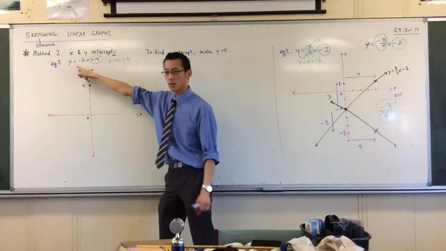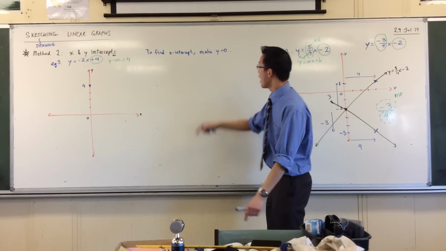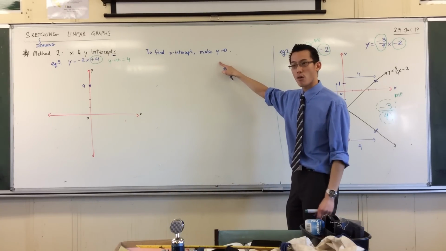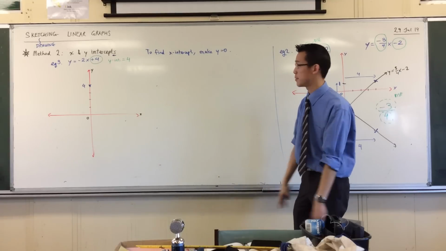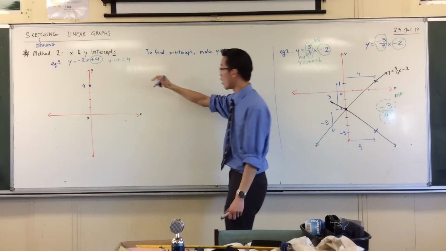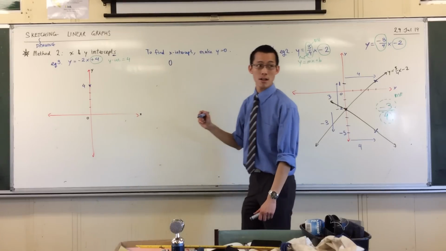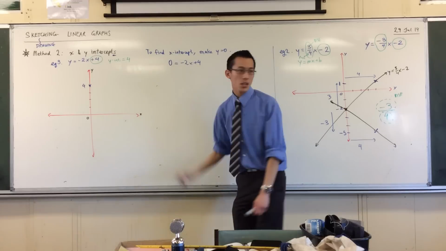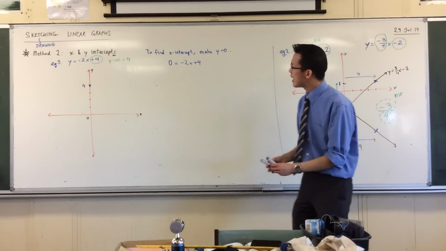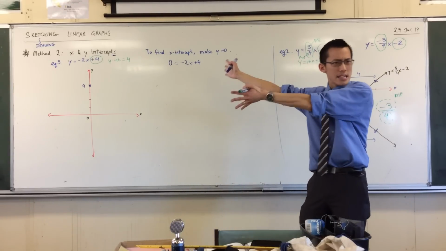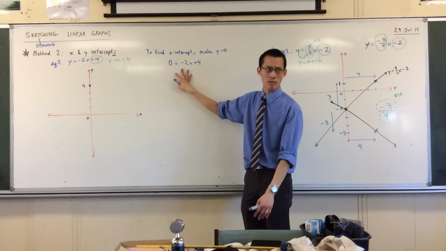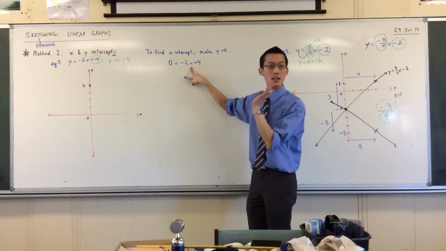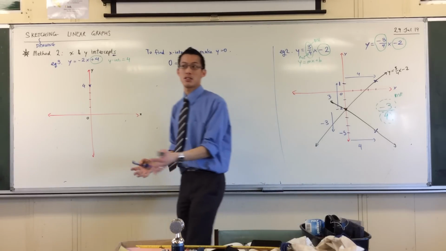You take this y equals minus 2x plus 4, and I'm going to make y equal to 0 just for a second to see what happens. So instead of y, I'll write down 0. So I've written down this. Now, I've seen these kinds of things before. This is an equation. I can solve this. I want to get x by itself. Any suggestions for what I can do?